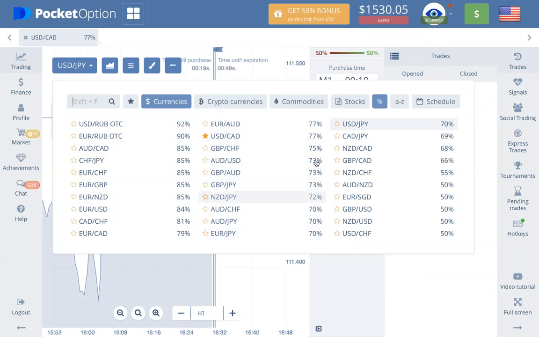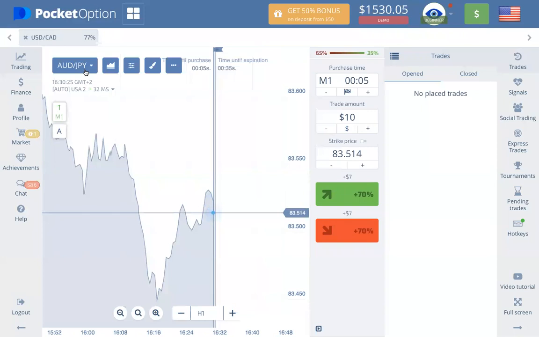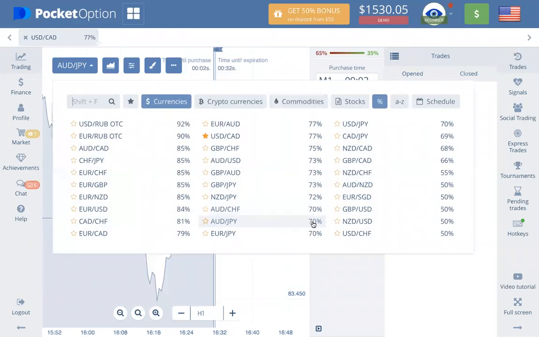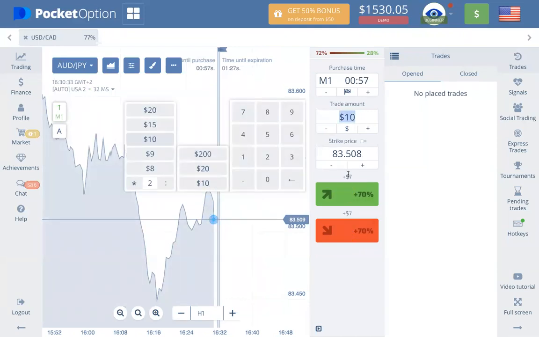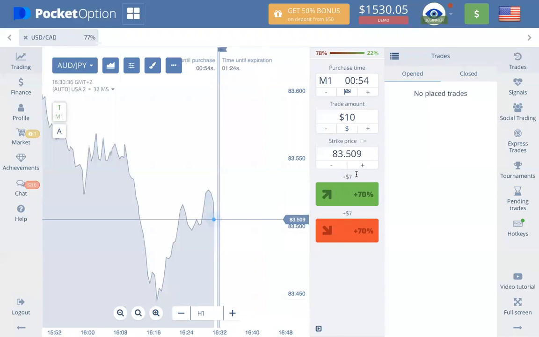That 70% is telling us the payout and how much reward we would get based on the risk that we put into the trade. So for example, if I choose AUDJPY, this is just an example, I can see that AUDJPY is paying out 70%. If I put $10 into this trade right now, I know for a fact that I have the possibility to make $7, right? So this is how the payouts work.